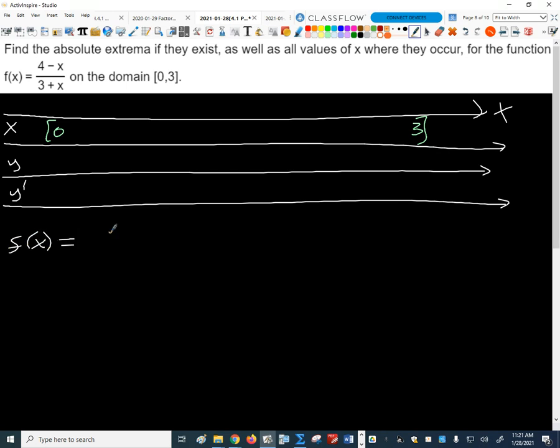So f of x is equal to (4 minus x) over (3 plus x). Let's find the derivative here. I'm going to have to use the quotient rule, aren't I? Unless I were to rewrite this as (3 plus x) to the -1, then I could use the chain rule and power rule. But we'll just use the quotient rule.